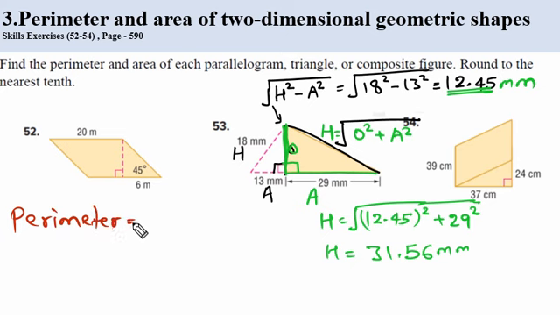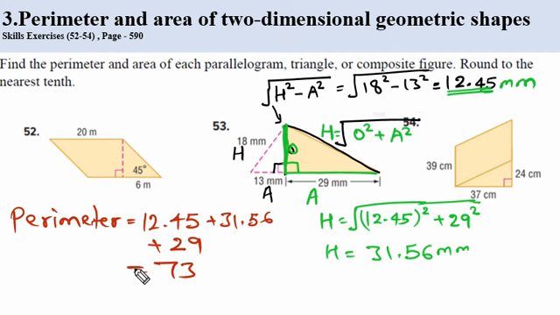Perimeter is the sum of all the sides. So this is 12.45 plus 31.56 plus 29, and that is giving us 73.01. So 73 is approximately 73 millimeter is your answer. 73 millimeter is the perimeter for this triangle.